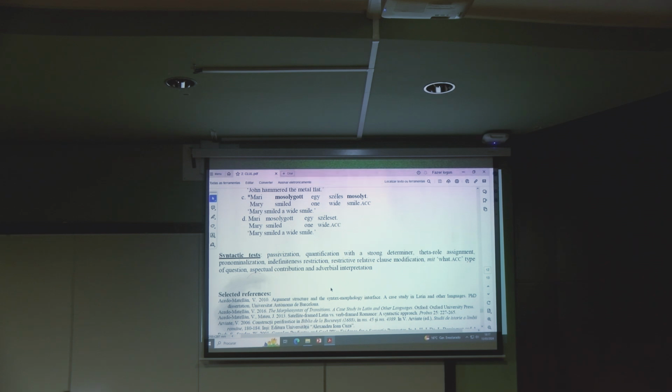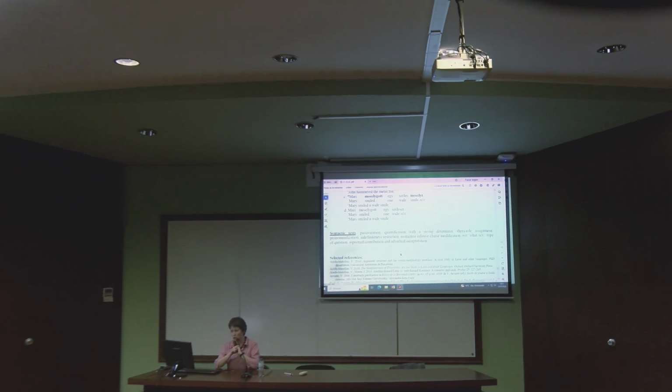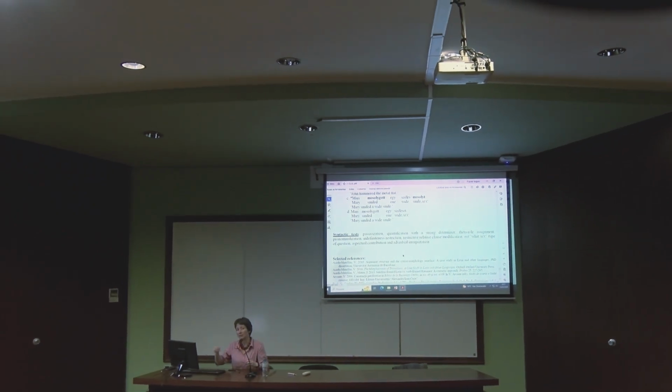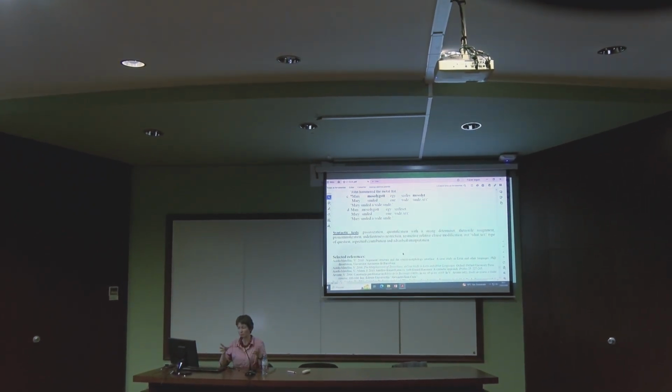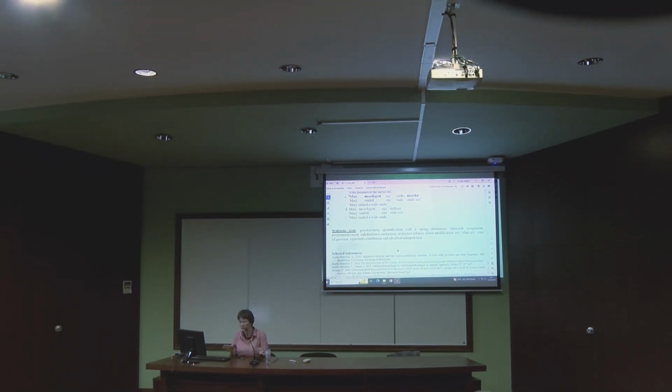They behave in the exact same way as aspectual COCs in languages such as English. So they cannot be passivized, they cannot appear in the derived subject position. They cannot be quantified with a strong determiner. They are not assigned any theta role. They cannot be replaced by a pronoun. They cannot be modified by a restrictive relative clause. They cannot constitute the answer to a what-type question. They have the same aspectual interpretation, like a wide smile in English, smile a wide smile.